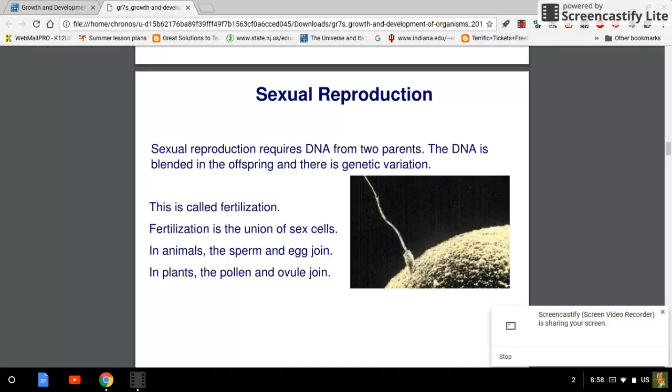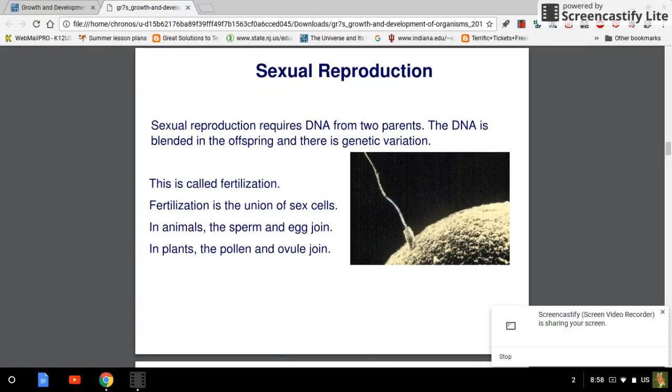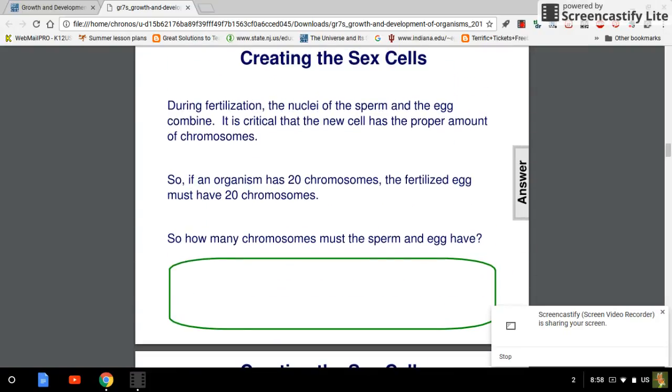All right, now let's go real quick through sexual reproduction. Sexual reproduction requires DNA from two parents. The DNA is blended in the offspring and there is genetic variation. This is called fertilization. Fertilization is the union of sex cells. In animals, the sperm and egg join. In plants, the pollen and ovule join. During fertilization, the nuclei of the sperm and egg combine.